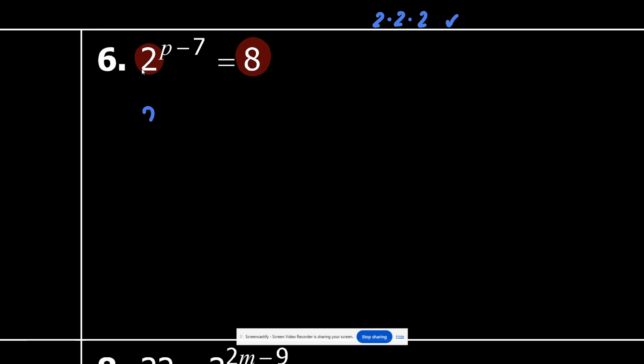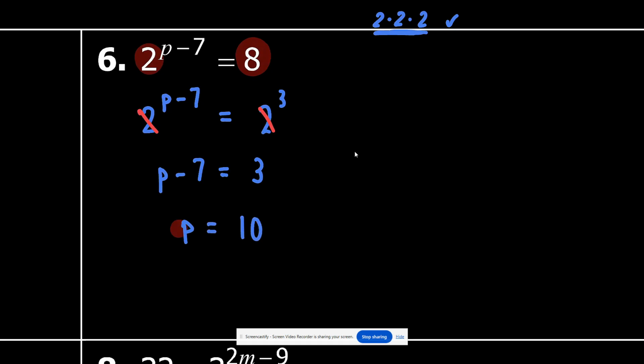So I'm going to leave this side alone. It's fine. But this side, I'm going to change it to 2 cubed. You see, I created them to have the same base, so that base can cancel. So therefore, p minus 7 equals 3. I'm going to add 7, so 3 plus 7 equals 10. So p equals 10.